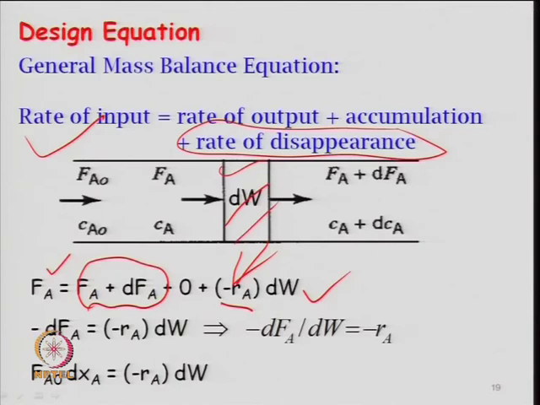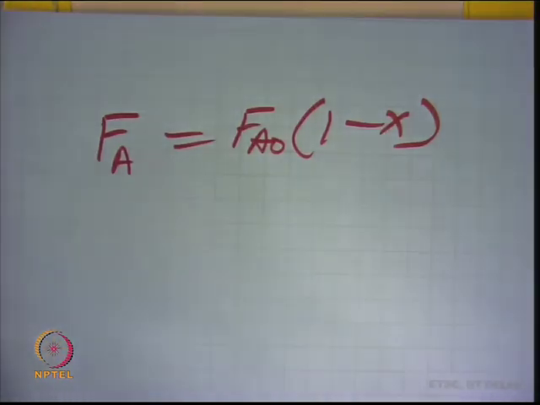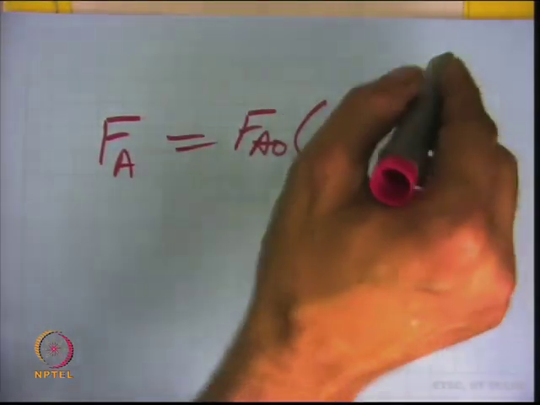So, one can write down the expression because this cancels. Minus dF_A is equal to minus r_A times dW from this equation, and the equation will come: minus dF_A by dW is equal to minus r_A. If you integrate this equation, because F_A is changing down the length, dW is changing down the length. So, your equation in general is F_A0, because the moles F_A is equal to F_A0 (1 - x_A), that is input F_A0 minus F_A0 x_A, which is the moles reacted.